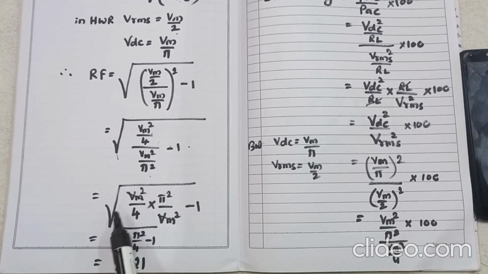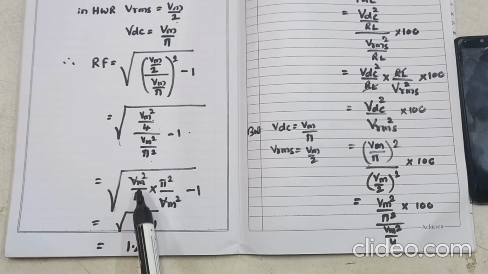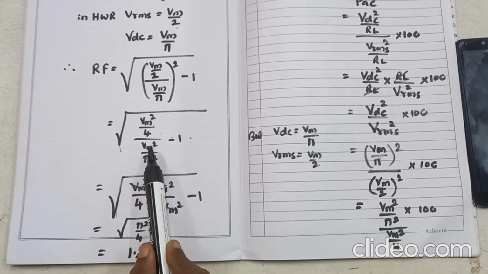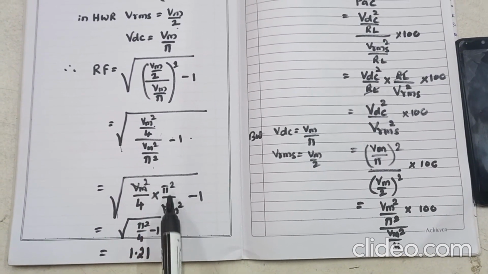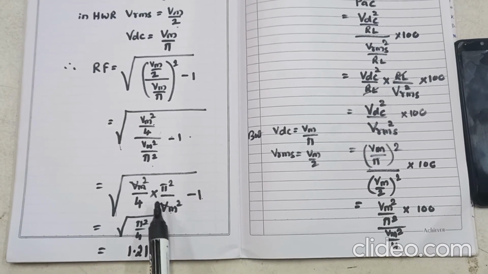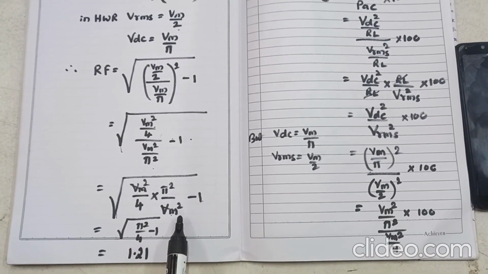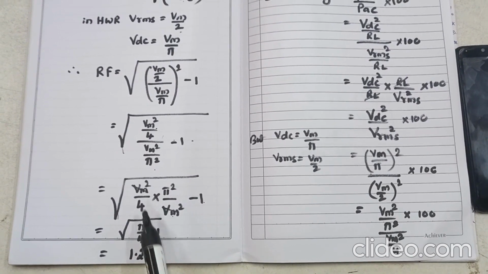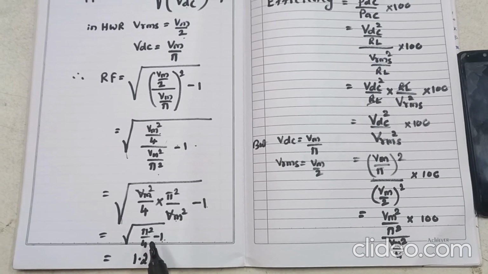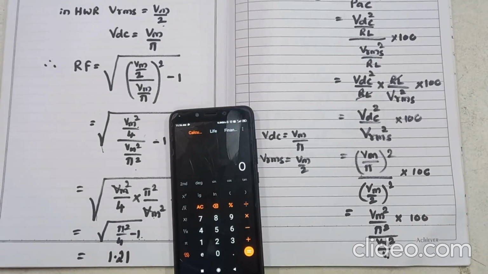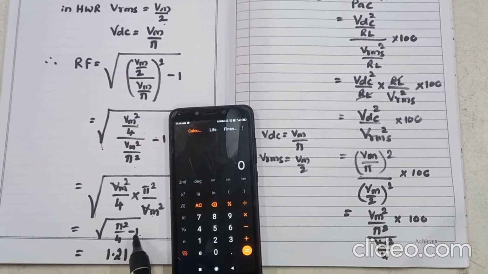So next, under root Vm square by 4 you write as it is. The denominator Vm square by pi square you bring to the numerator. It becomes pi square by Vm square, minus 1. Vm square cancel each other. Remaining thing is pi square by 4 minus 1. Pi square by 4 minus 1, I will show you in the calculator.